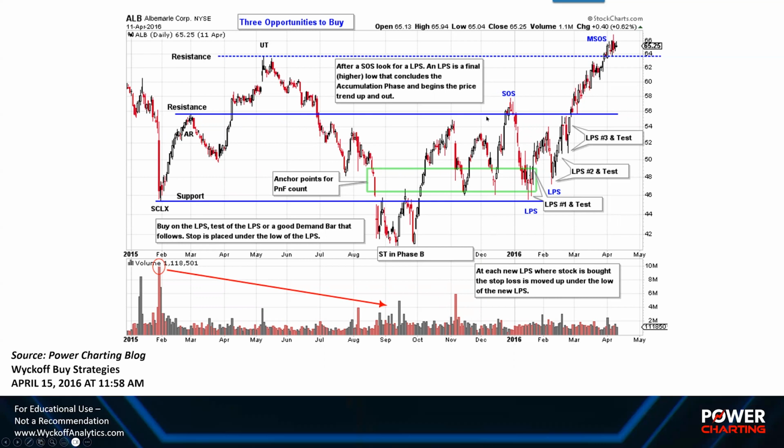Look how resistance at the automatic rally peak produces a sign of strength followed by another return back into the accumulation zone. And here, this becomes our count area for our initial count. You can go look at the blog to see that point and figure count. But here you see the LPS low and a test, and then here's a really good bull bar that turns off of that, and up it goes.